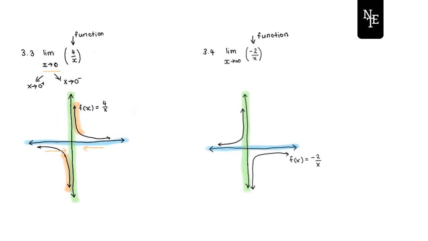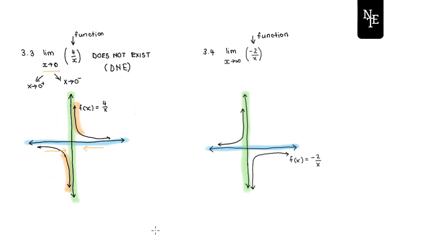So this limit does not exist. Notice that when we're talking about limits, we don't say that it's undefined, we say that it does not exist. You can abbreviate this by writing DNE. It does not exist.